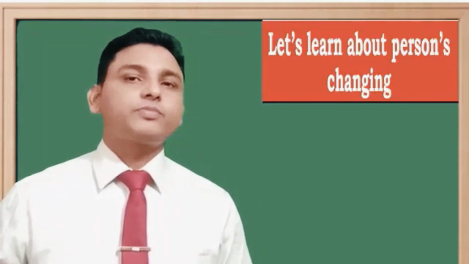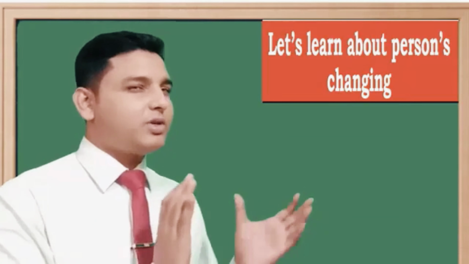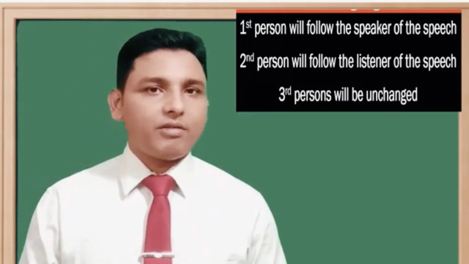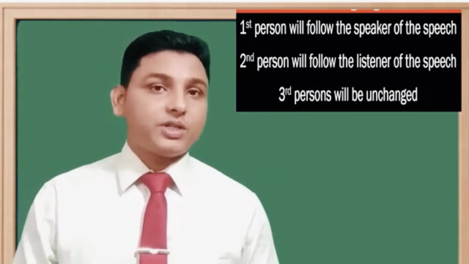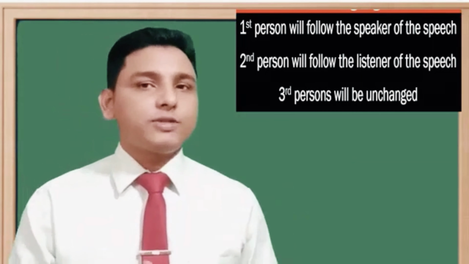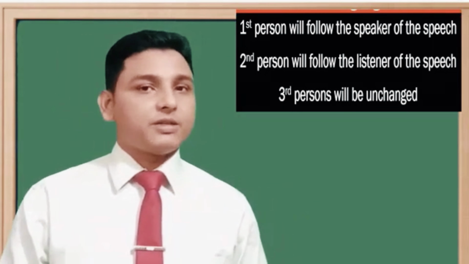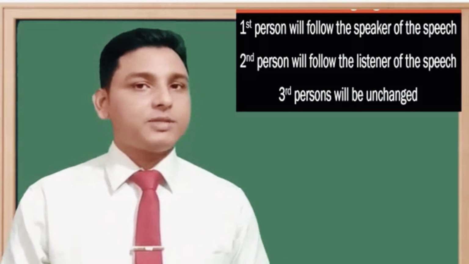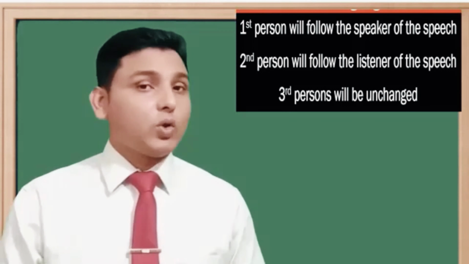Okay, now let's learn about person. We know there are three persons in English grammar: first person, second person and third person. First person will always follow the speaker of the speech. Whenever you find first person in the reported speech, it will follow the speaker. Second person will follow the listener of that speech. And third person always remains unchanged.